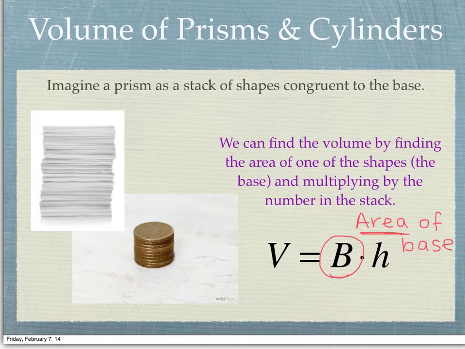circle. If your base is a rectangle, you're going to find the area of a rectangle. If your base is a triangle, you're going to find the area of a triangle. So there are all different kinds of math that go into figuring out what that B is. And then you just multiply by the height. So volume is a little less complicated as long as you don't skip over steps. Questions on that so far?